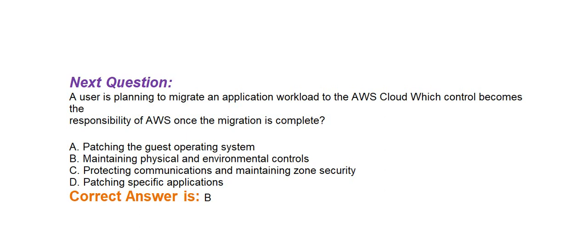Question is, a user is planning to migrate an application workload to the AWS cloud, which control becomes the responsibility of AWS once the migration is complete. Option A, patching the guest operating system. Option B, maintaining physical and environmental controls. Option C, protecting communications and maintaining zone security. Option D, patching specific applications. Correct answer is option B, maintaining physical and environmental controls.